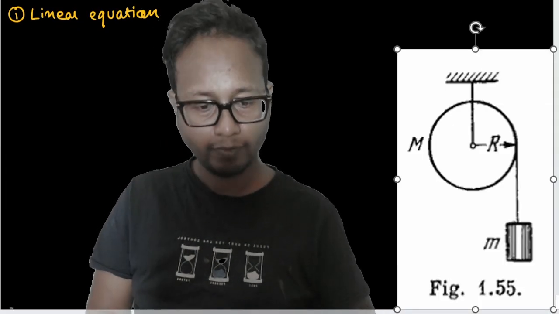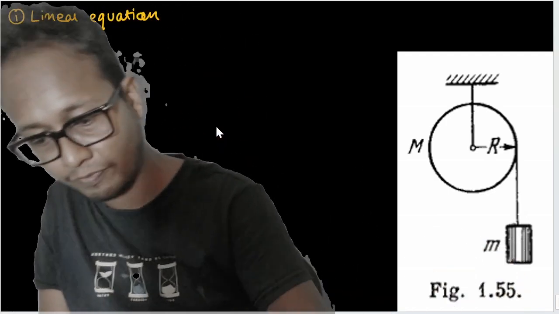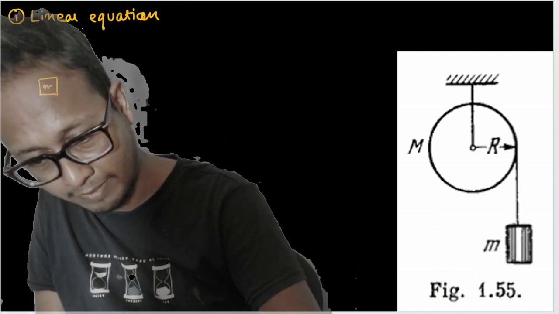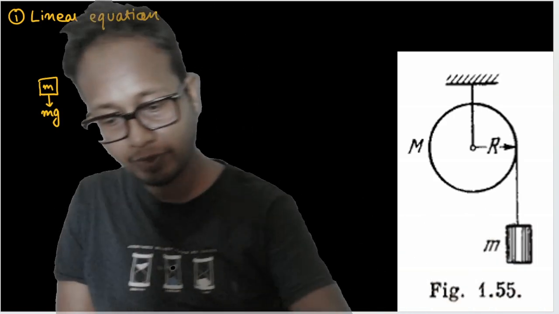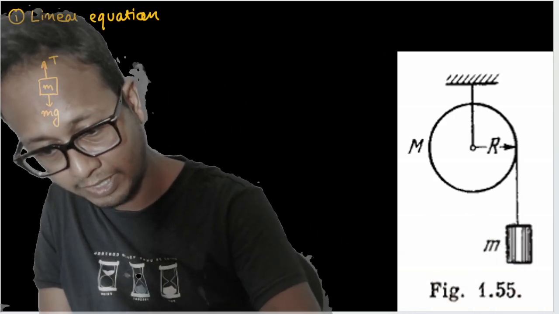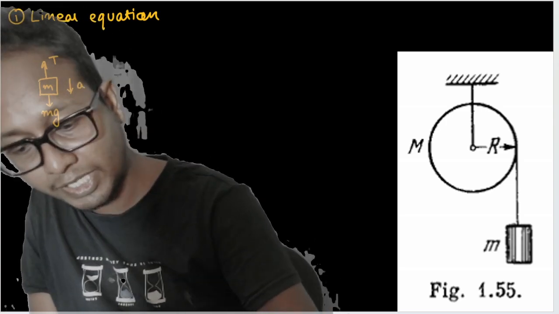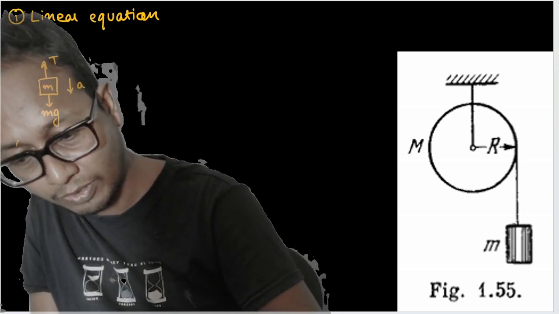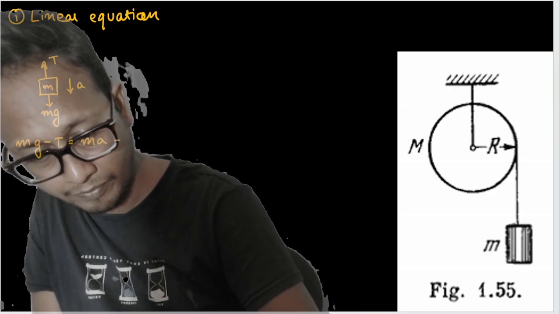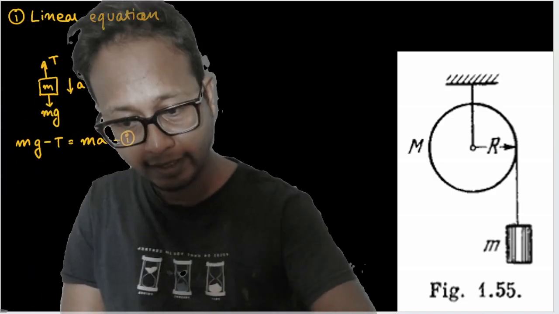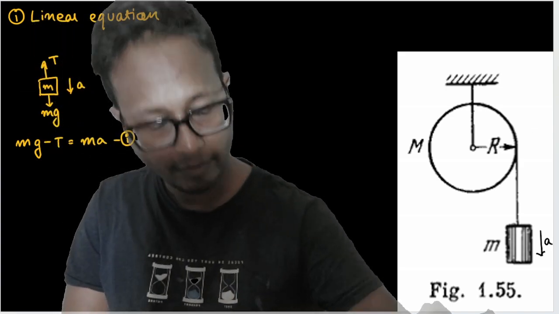If you see this diagram, this mass M, if I draw the free body diagram of this, this mass M is being pulled down by the mg force, isn't it? Gravity is pulling this mass M down, and a tension force T is applied on this mass, and let it have some acceleration A. So the linear equation can be written as mg minus T is equal to m into A, where A is nothing but the acceleration of the block.